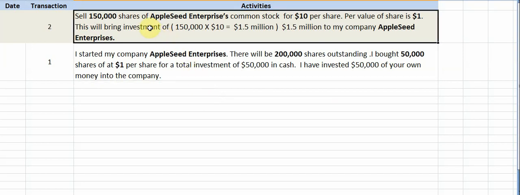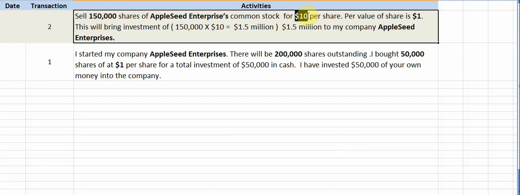So there are different ways I can raise money. I can take a bank loan. That means I can go either through debt or equity. Here I have decided to go with equity and I'm going to sell 150,000 shares of AppleSeed Enterprise at $10 per share. Here you can see this is the number of shares. It is 150,000 shares which I am selling at $10 per share.